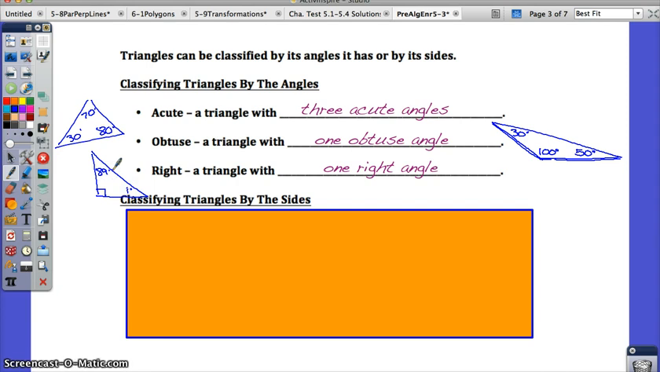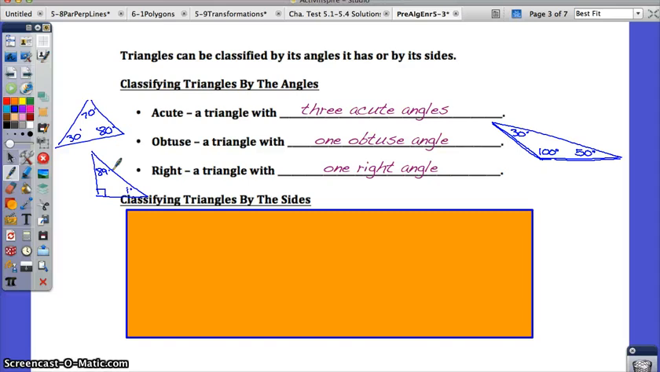So fill in those blanks. You can draw the little sample pictures. Know that acute has to be all 3 angles acute. Obtuse and right will have acute angles, but they will have 1 obtuse angle if it's an obtuse triangle, and they will have 1 right angle if it's a right triangle.